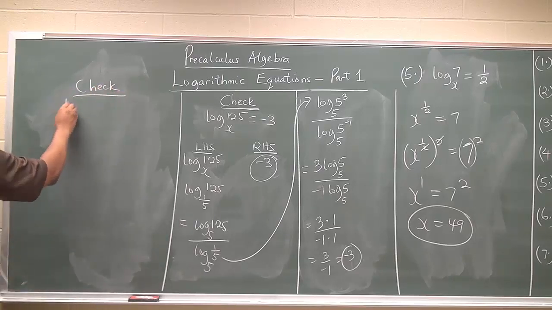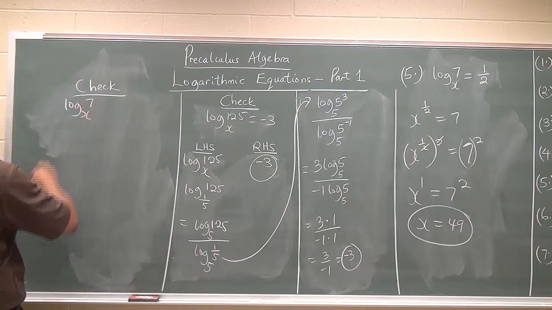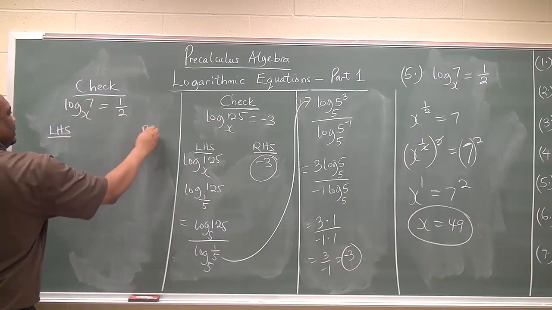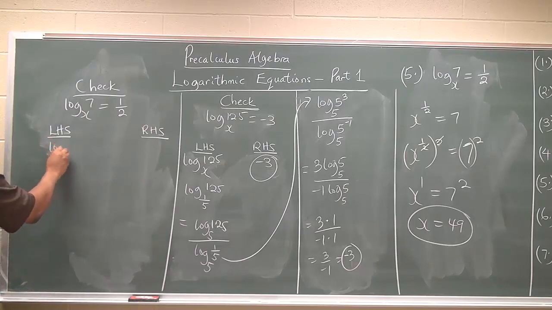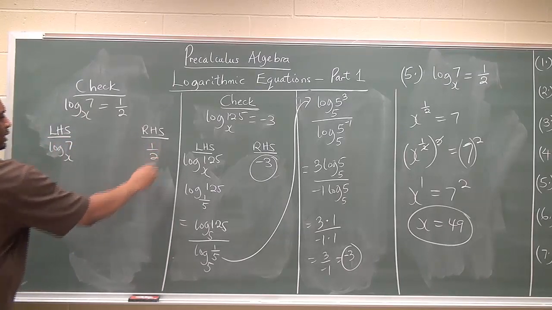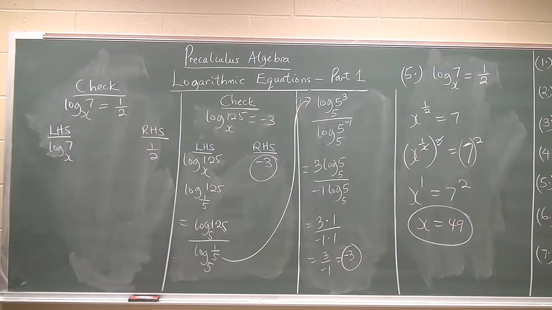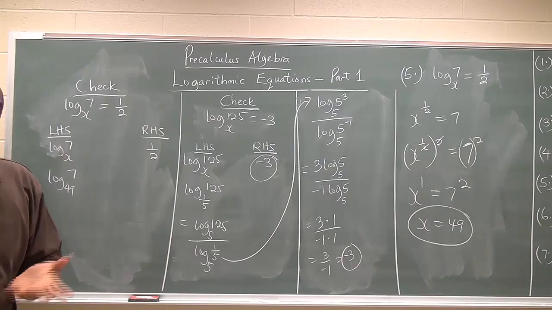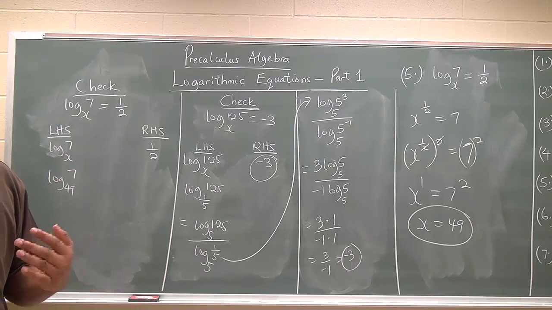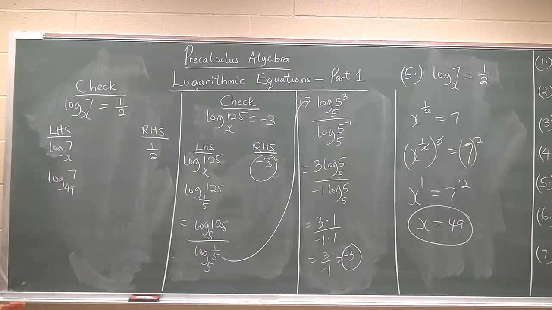So in checking, we have the equation log base x of 7 is equal to 1 over 2. We have our left hand side. Now, the right hand side is 1 over 2. Now our x is 49, so this means log base 49 of 7. If you look at this now, we've done similar problems in this video. You want to now express both of them in base 7, because 7 is a multiple of 7 and also a multiple of 49.